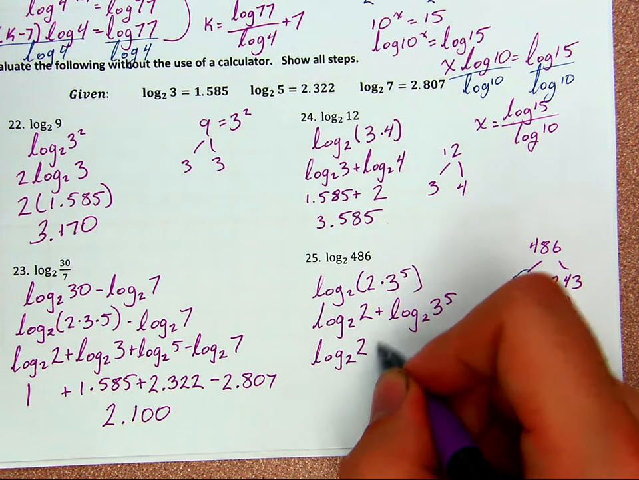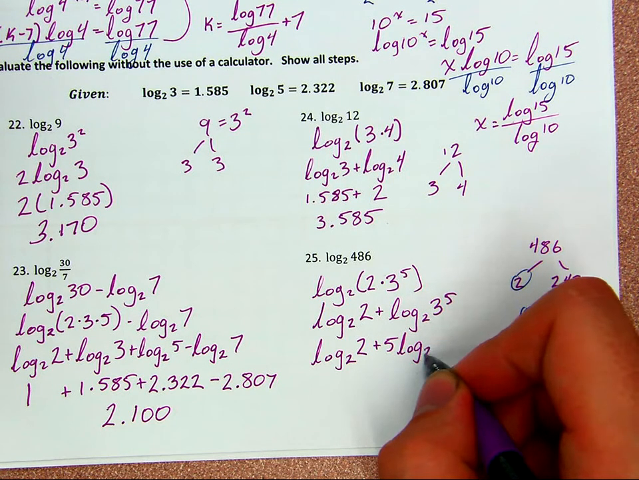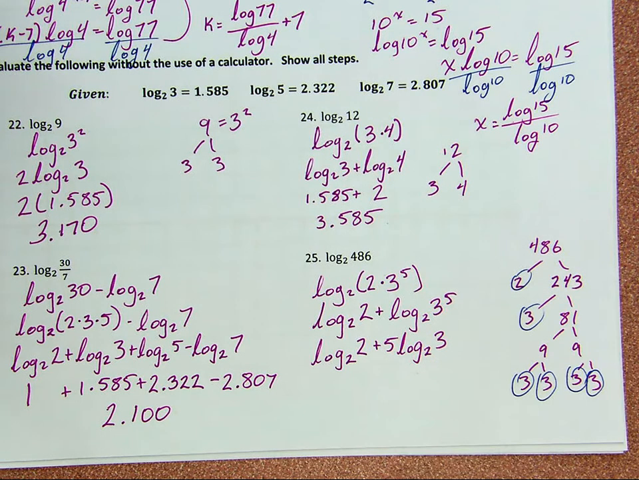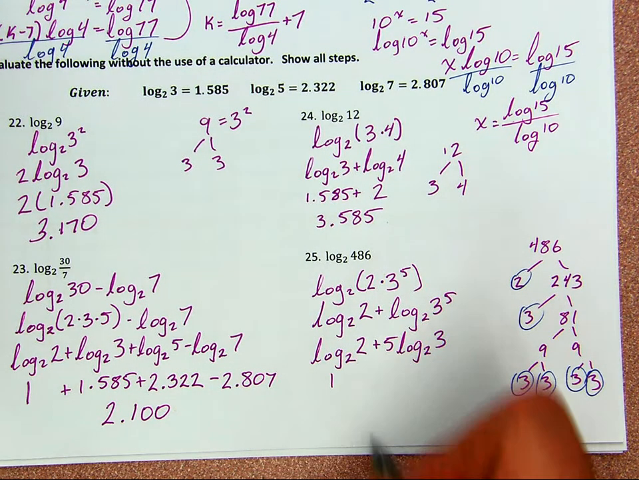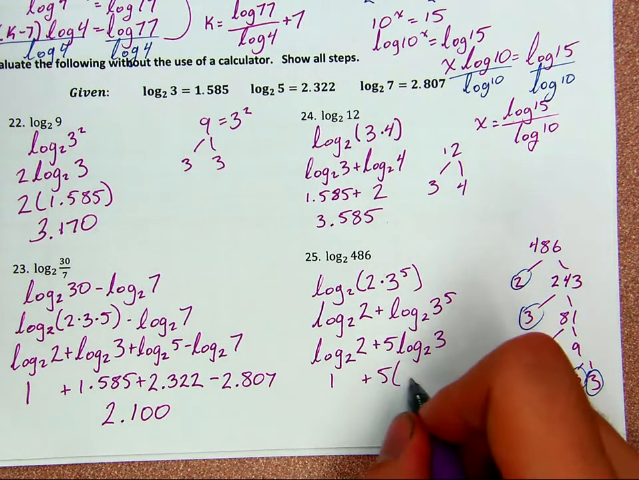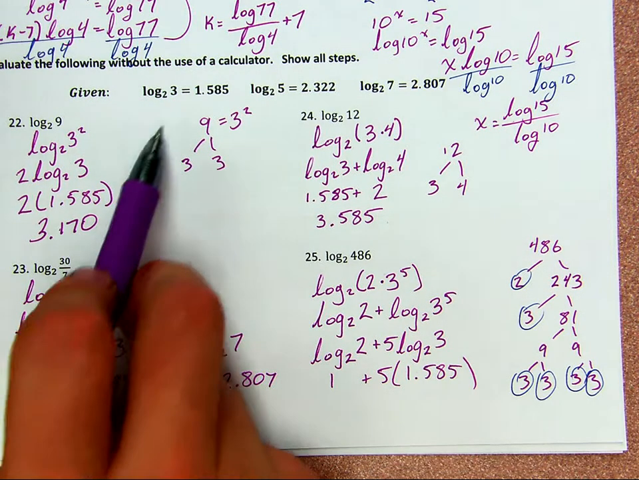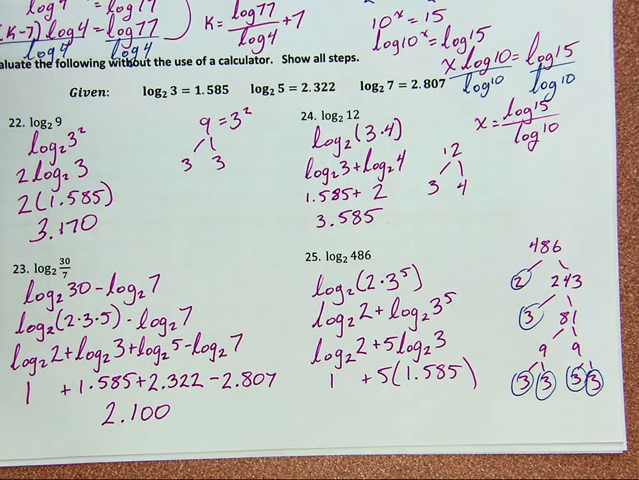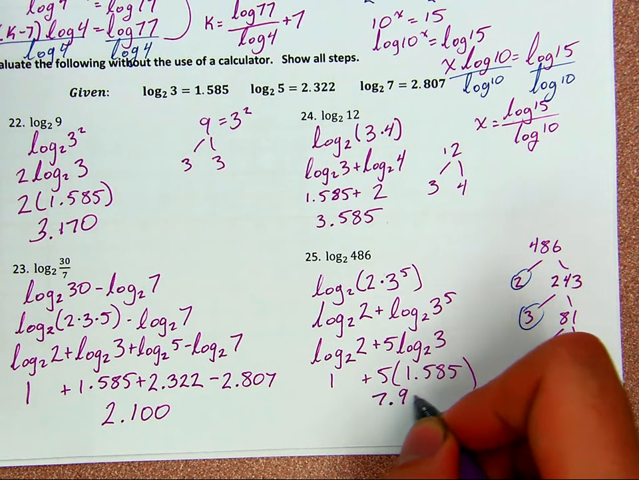And now you can start evaluating. Log base 2 of 2 is 1 plus 5 times log base 2 of 3. Log base 2 of 3 is 1.585. That comes from right here. And now you take this number 5 times 1.585, multiply that, 7.925, and then add that to 1, we should end up with 8.925.